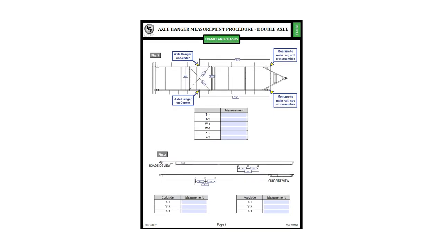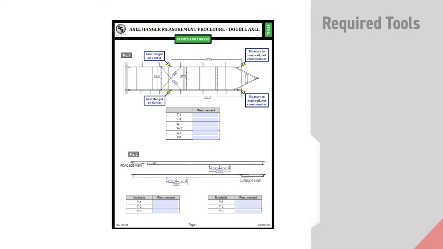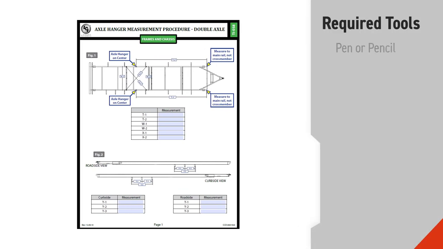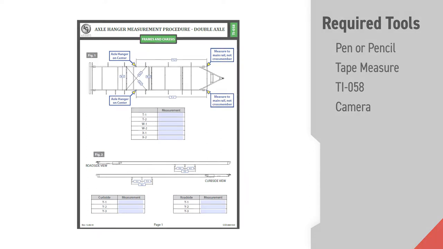In this video, we will go over how to do an axle hanger measurement procedure for a double axle trailer. The tools required to perform this procedure include a pen or pencil, a tape measure, document TI-58, and possibly a camera to take clear pictures of all points of issues.